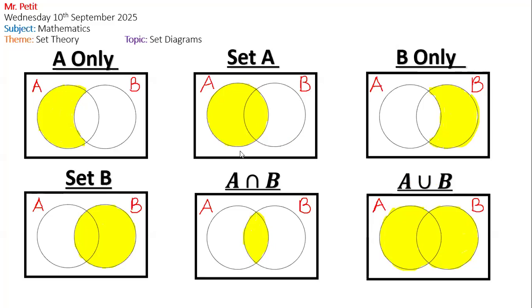All right, so when we say A union B, we mean all of the elements in A and B combined. That's what we mean by A union B. All of the elements in A and B combined. All right. That's what we mean by A union B.